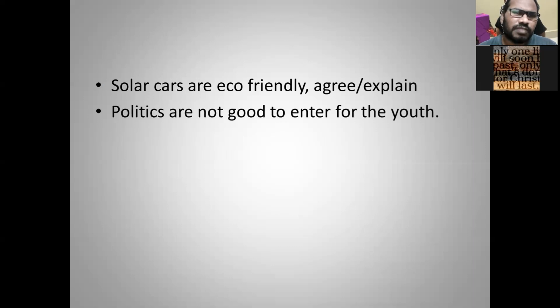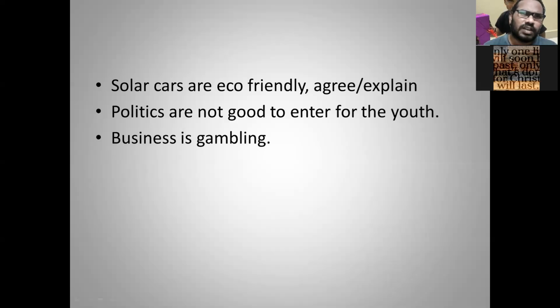Politics is not good for the youth to enter. These are some homework topics. Business is gambling. So you take these things as topics, and do your homework and come back, so that we can see how well you understood all these things. So this is how we can make topics, talks, and write-ups more elaborate, creative and clear-cut, so that the audience can understand, and we become good communicators at the end. So I am just stopping here.